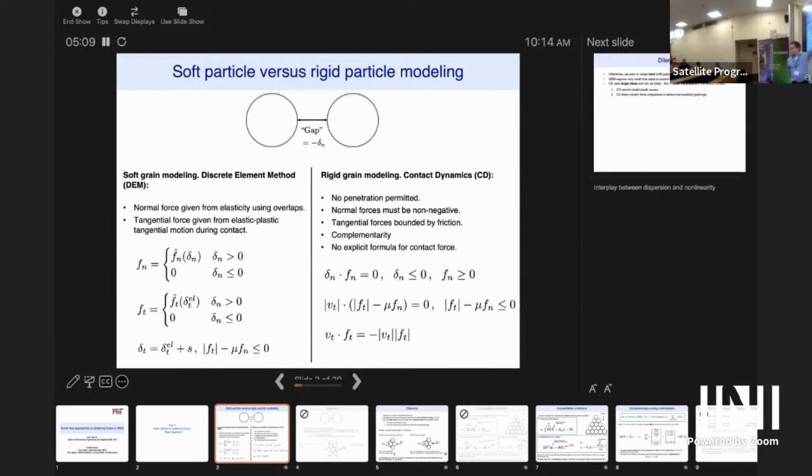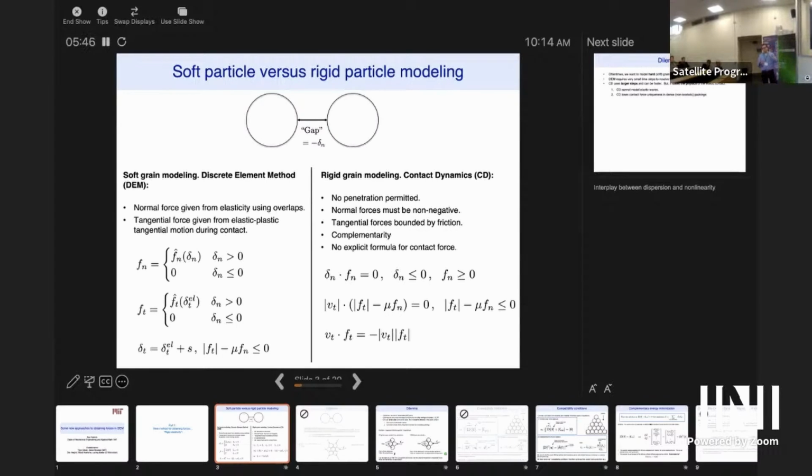The tangential forces are bounded by friction. Once I have a normal force, there's a limit to how much I can shear. And you have this important thing called the complementarity condition. It's a nice long word that says, if I'm in contact, that means the gap is zero, and only when the gap is zero can I have a positive force. Conversely, if the gap is positive, I have to have a zero force. So they can't both be positive at the same time. That's the complementarity condition.